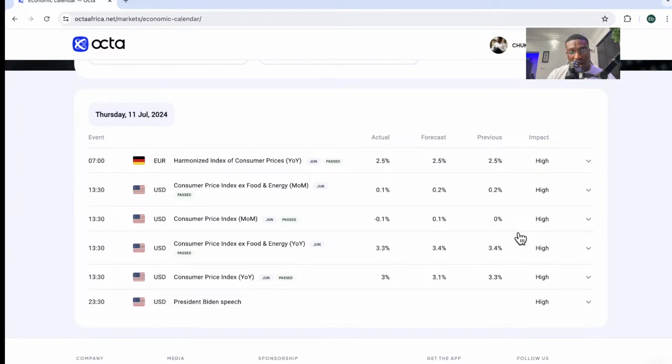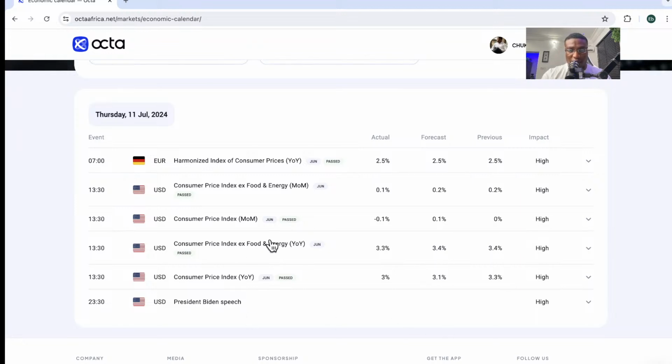Right? And finally, the dollar currency itself. Also important that you pay attention to the CPI because it directly influences the dollar. I'll go over to the chart and show you guys how the DXY, which is the dollar index, reacted to these reports.